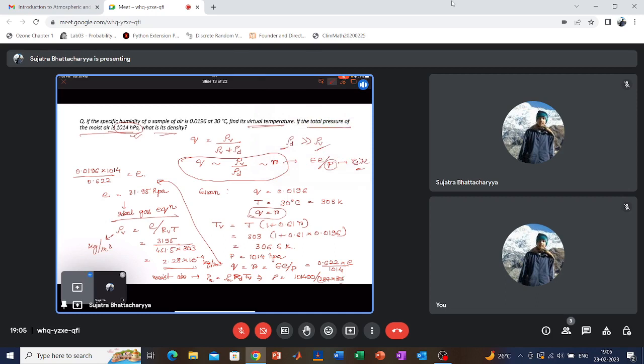So it will be 306.6, and it comes out to be, let's see, 1014.00 divided by 287 divided by 306.6. It comes out to be 1.15 kg per meter cube. This is the density of moist air.